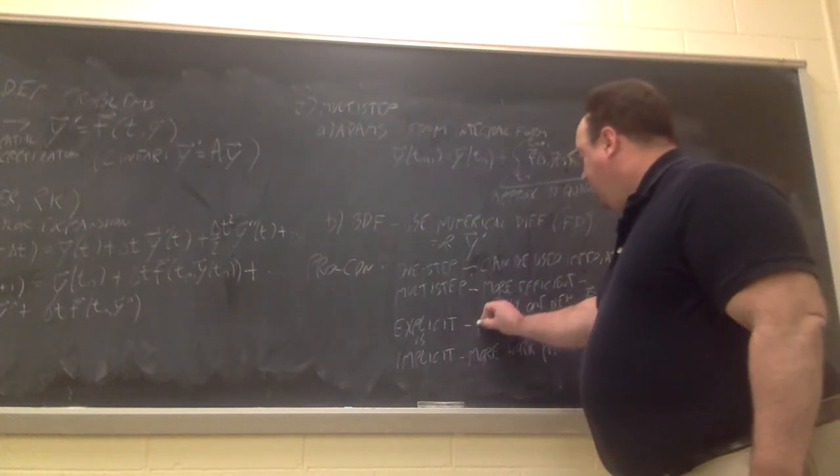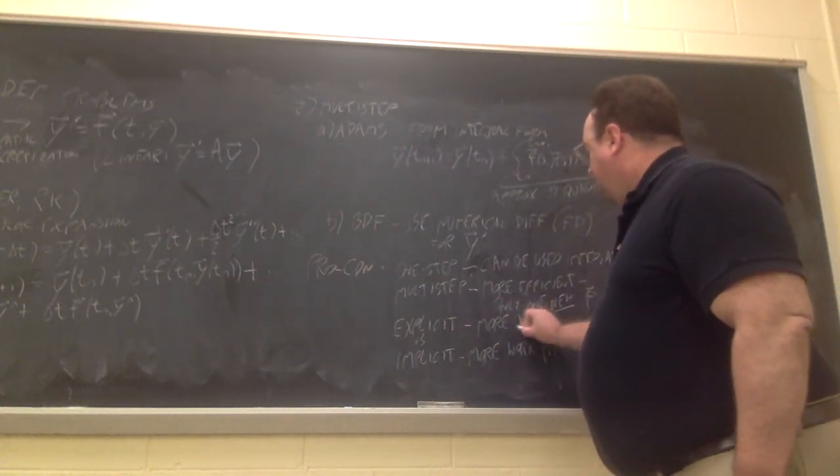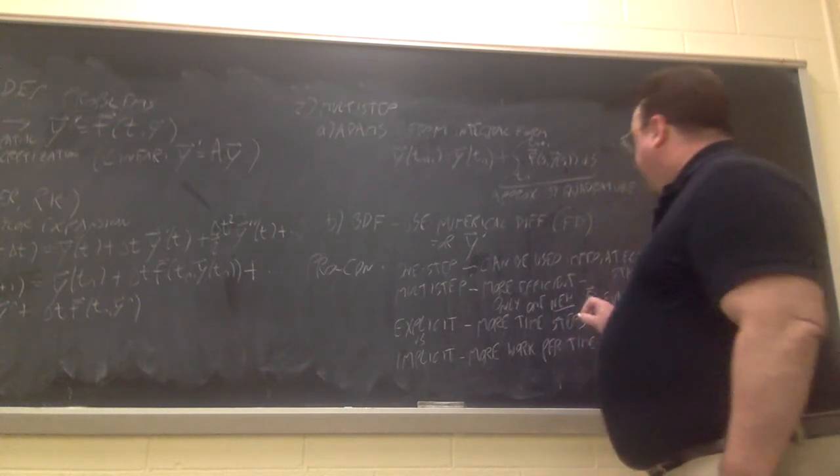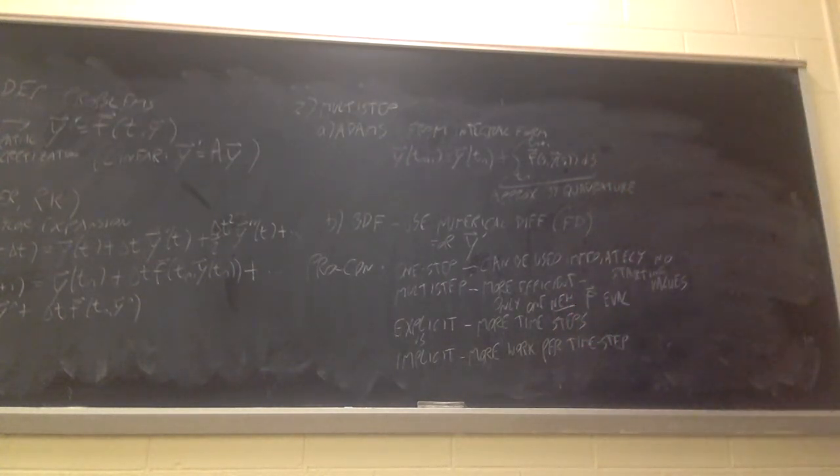On the other hand, explicit methods, for reasons that I will lay out for you in just a moment, they need more time steps. So in other words, the step size, the delta t, generally has to be smaller for an explicit method.